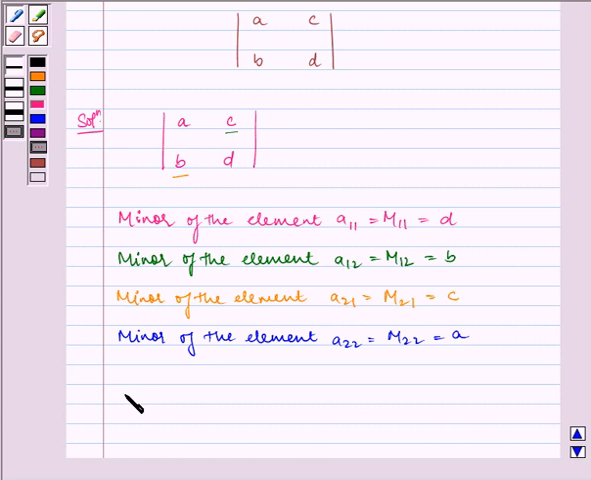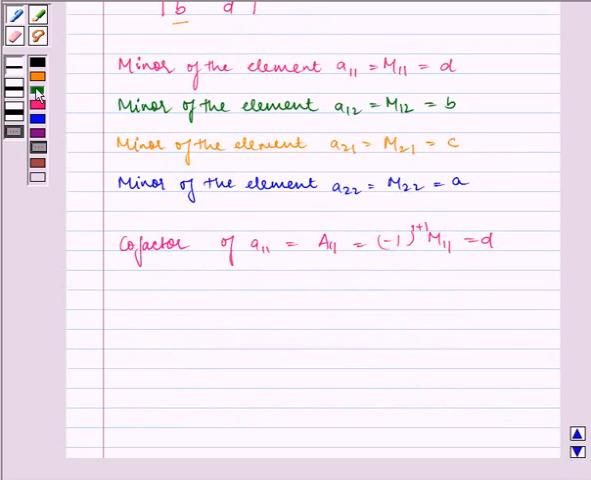Now, similarly, we'll find cofactors. So, cofactor of A11 is equal to A11, which is equal to minus 1 to the power 1 plus 1 M11, which is equal to D. Now, cofactor of A12 is equal to A12, which is equal to minus 1 to the power 1 plus 2 M12, which is equal to minus B.